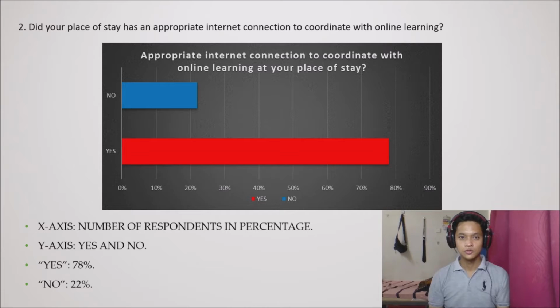Okay, now I'm going to present the bar graph for question 2. The bar graph above represents the respondents' feedback on whether their place of stay has an appropriate internet connection to coordinate with online learning. The x-axis represents the number of respondents in percentage, while the y-axis represents yes and no. According to the graph, the highest frequency, which accounted for 78% of the respondents, picked yes. Meanwhile, the respondents who picked no are drastically lower than yes, which accounted for 22% only. To conclude, a vast amount of students has an appropriate internet connection to coordinate with online learning at their place.